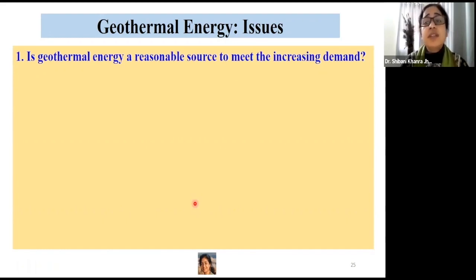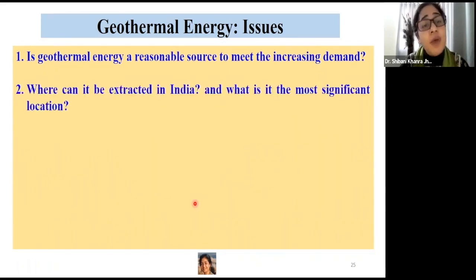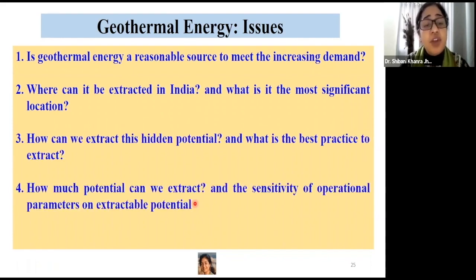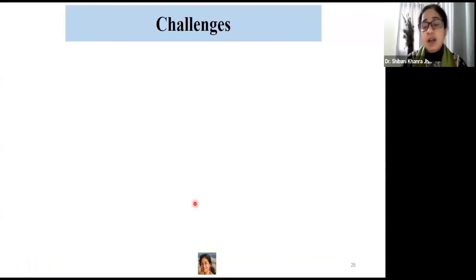The issues lie with this: first, is geothermal energy a reasonable source to meet the increasing demand? Second, where can it be extracted in India, and what is the most significant location? If we can explore the most significant location, then how can we extract this hidden potential, and what are the best practices to extract? Then further, how much potential can we extract from that particular field or reservoir? Then the sensitivity of the operational parameters on extractable potential, and how long can we extract? These are some of the issues which lie with geothermal energy.